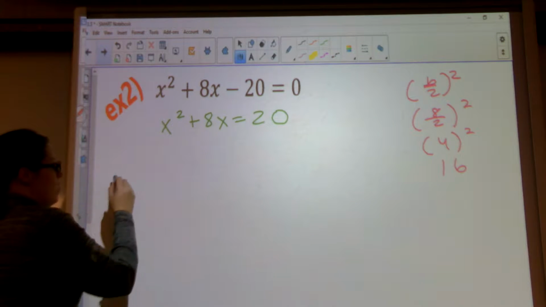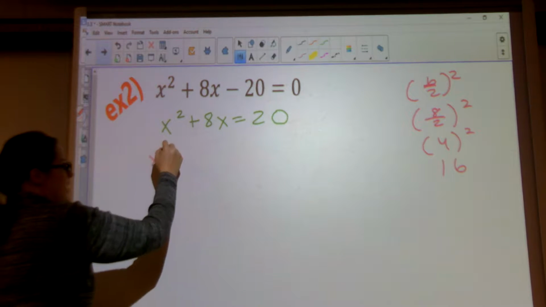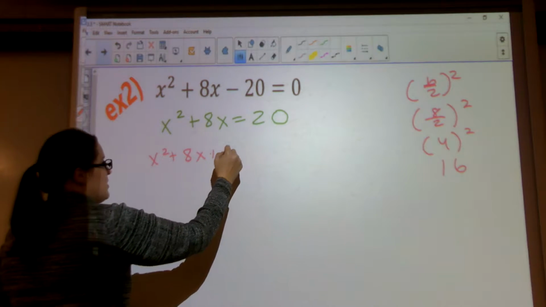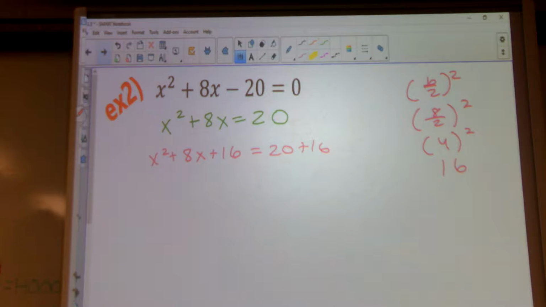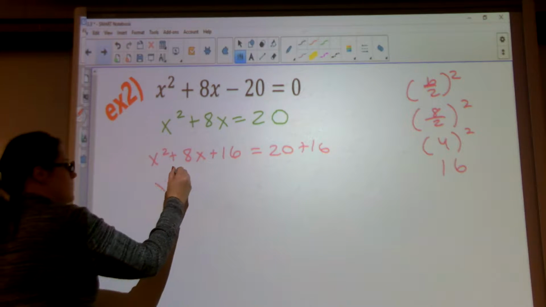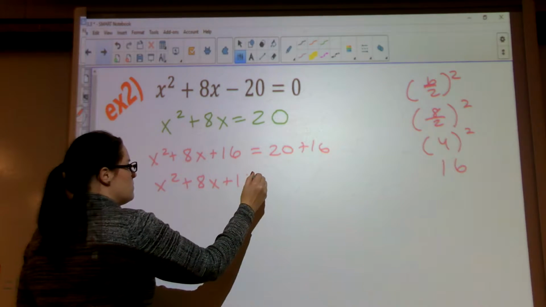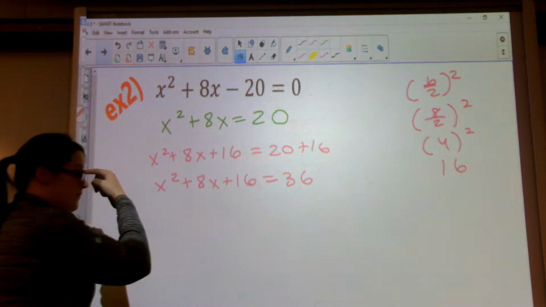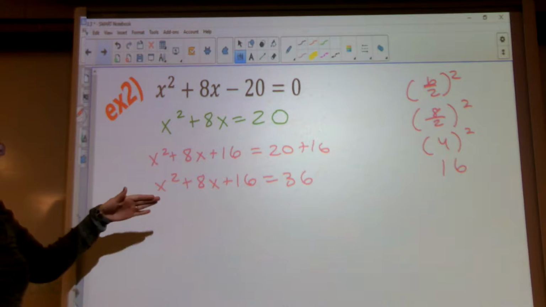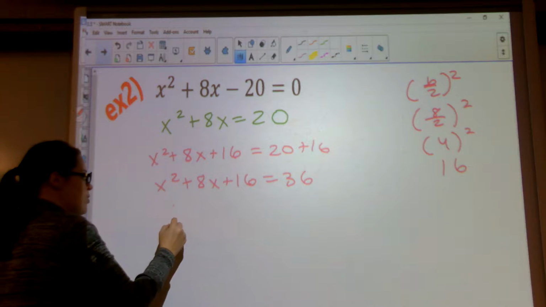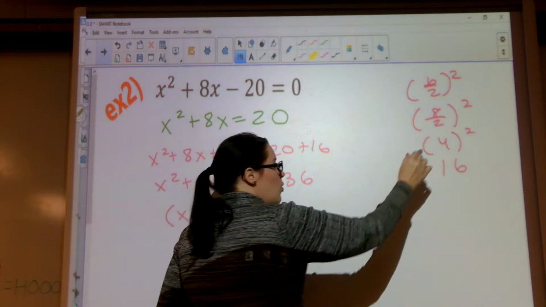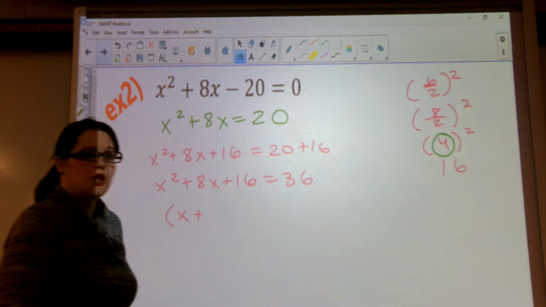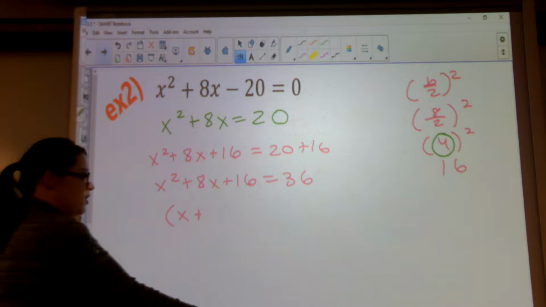Okay. So now what's going to happen? Add that to both sides. X squared plus 8x plus 16. I add it to both sides. Okay, now check this out. I'm going to show you what I call the magic happens. Remember, it will automatically factor to x plus whatever was in the parentheses, your b/2. In this case, that would be 4.